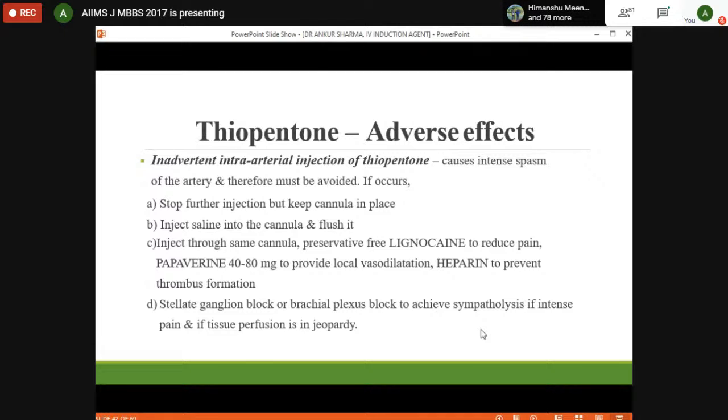Suppose it happens, then what to do? We should stop the further injection, but keep the cannula in place. Inject saline into the cannula and flush it. Inject through the same cannula preservative-free lignocaine or papaverine, or you can also give heparin. If all these measures fail, then we should use a stellate ganglion block or brachial plexus block to achieve sympatholysis if there is intense pain and the tissue perfusion is in jeopardy.